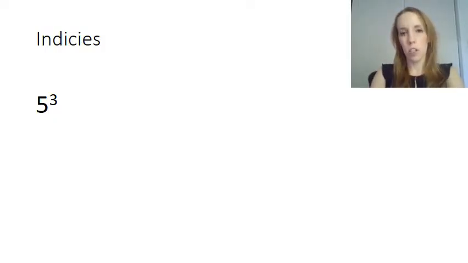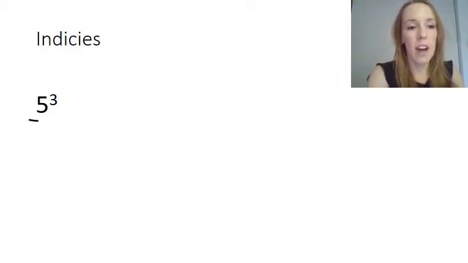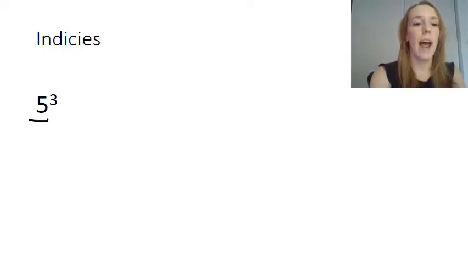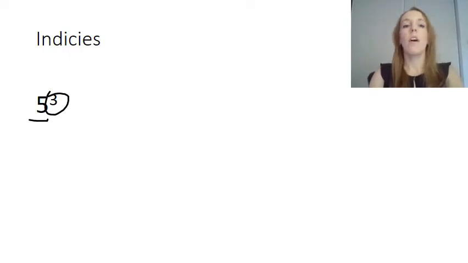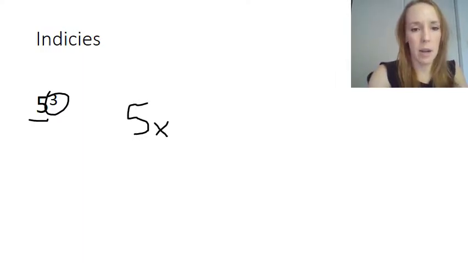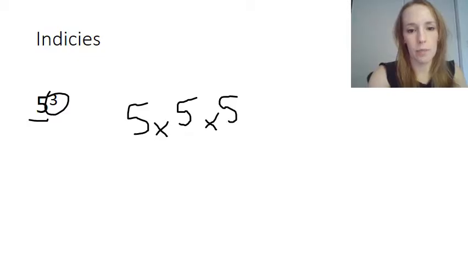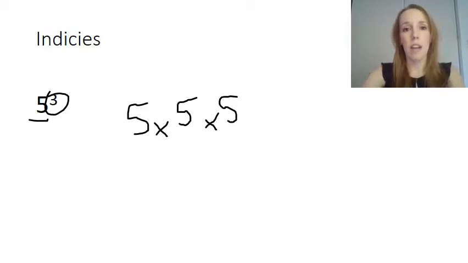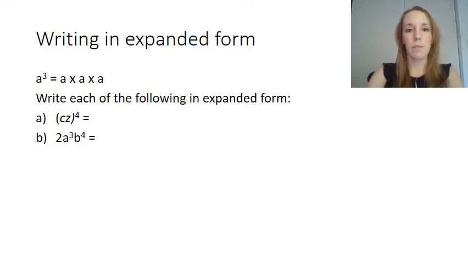So indices is just the plural for index. So here we've got 5 cubed, or 5 to the power of 3. So 5 is what we call the base, and 3 is what we call the index, or the power. So 5 to the power of 3 just means 5 times 5 times 5. So 5 is our base, 3 is our index, or our power.